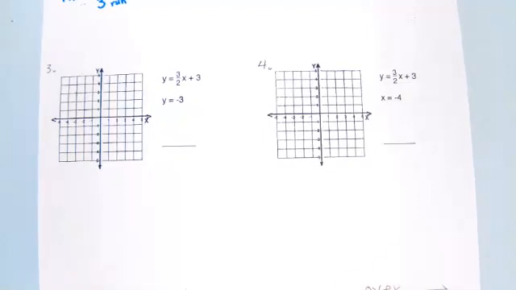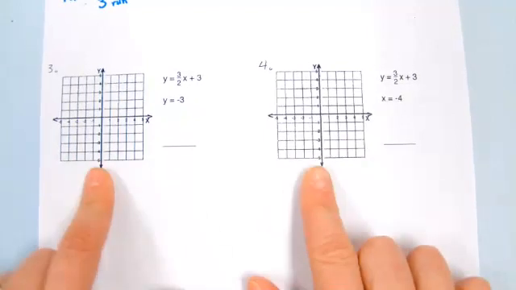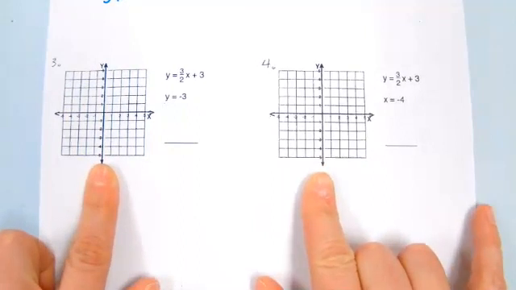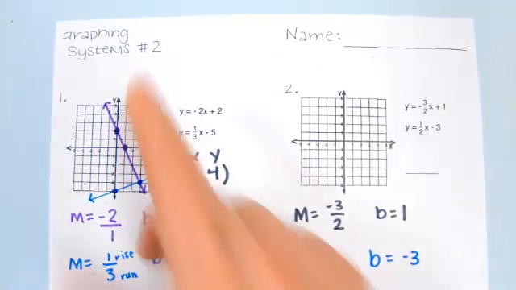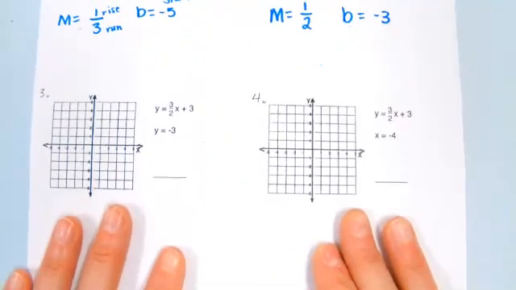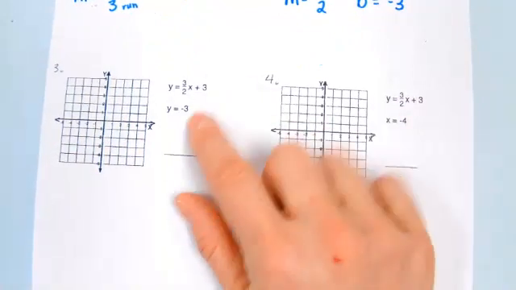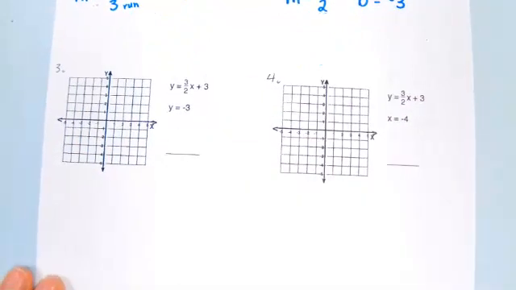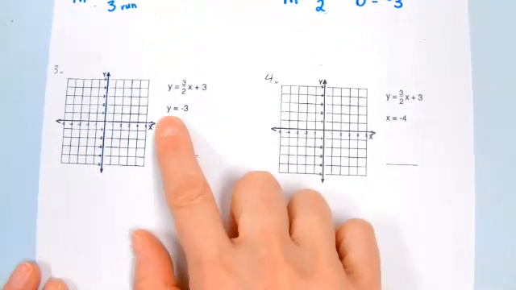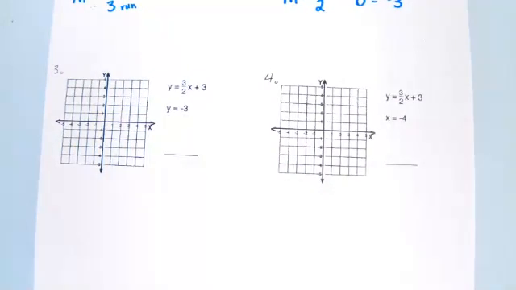Okay, so if you are struggling with numbers 3 and 4 on the assignment Graphing Systems 2, this is the video for 3 and 4. Okay, let's start with number 3. The one that looks weird, that's already probably throwing you off, is the second one, but we're going to do it one at a time. So let's start with the first one.